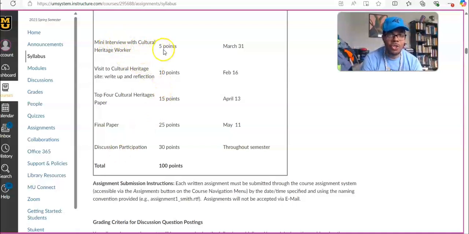So the mini interview with a cultural heritage worker is going to be due on March the 31st. That's going to be worth 5 points. That's not going to be very difficult at all. The visit to a cultural heritage site, write up and reflection, that's going to be worth 10 points, due on February the 16th. Most of these dates are going to be Sundays. The top 4 cultural heritage paper is going to be worth 15 points, due on April the 3rd.